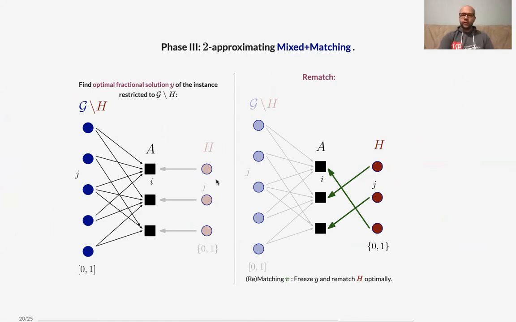Well, first we ignore this set of goods H that have to be allocated integrally. This will leave us on the other side with some fractional program, which we can solve and find some optimal solution to this restricted fractional program. And then essentially what we do is we assume that each agent gets some fractional part from here, and then we optimally rematch this set H here. And we can show that this is actually a 2 approximation. And this is our third step.